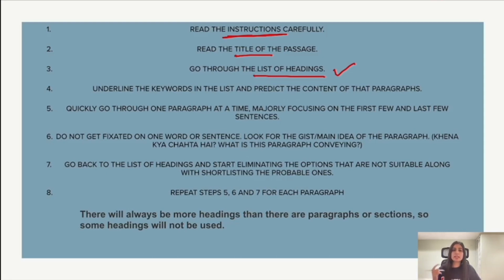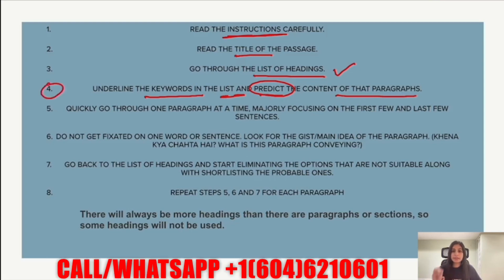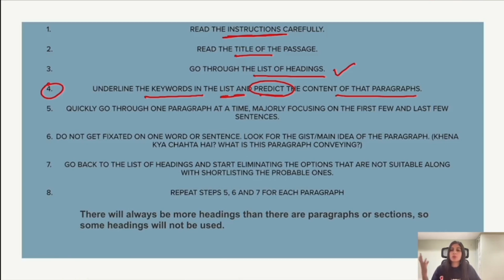So go through the headings, underline the keywords in the list of headings, and predict the content of that paragraph. I'll tell you how this is done, step 4, very clearly in today's session. So we'll be reading the headings and then we'll be predicting. Predicting basically means you are thinking of the content that you can find in the passage. This does not necessarily have to be true, but this gives you an idea what you can expect in the passage or the paragraph.